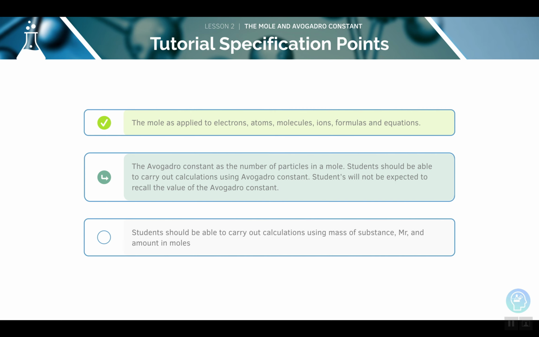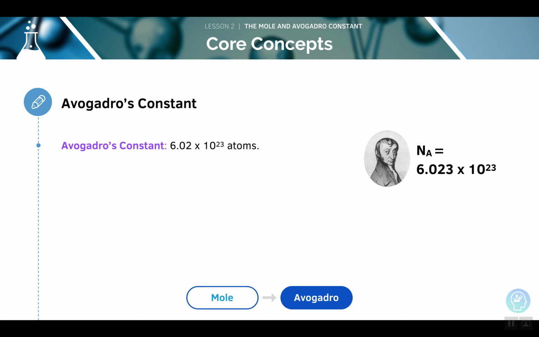Let's move on to our next spec point, covering the Avogadro constant. The Avogadro's constant is simply a number. It is equal to 6.02 times 10 to the 23 atoms. It is also the number of particles found in 1 mole. These can be atoms, molecules, ions, or electrons.